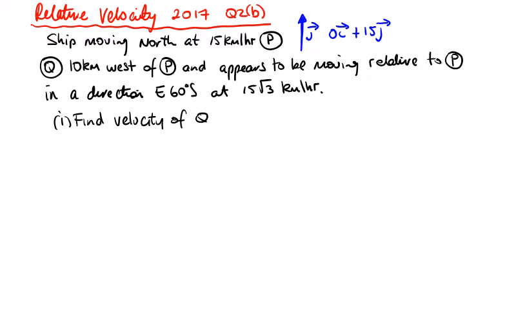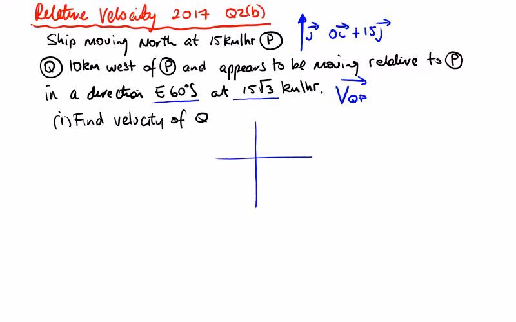Q is 10 kilometers west of P and appears to be moving relative to P in a direction east 60 degrees south at 15√3 kilometers an hour. So they're giving us here the velocity of Q relative to P. So let's just look on an I and J axis where this is going.